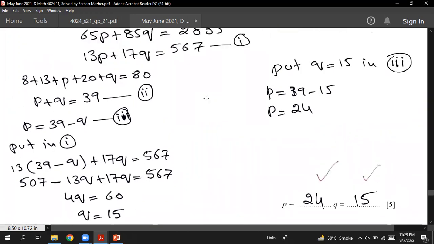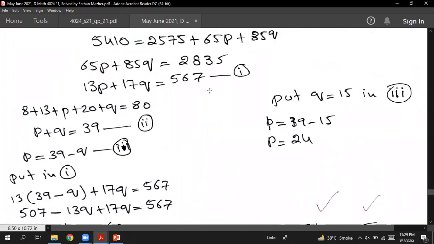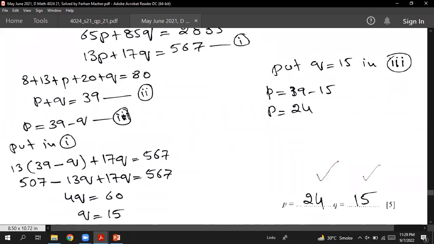So once you know the value of Q, put Q equals 15 in the third equation, and the third equation is this one. So P will be equal to 39 minus 15. So P will be 24. So the value of P is 24 and the value of Q is 15.